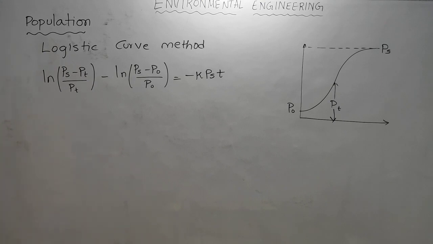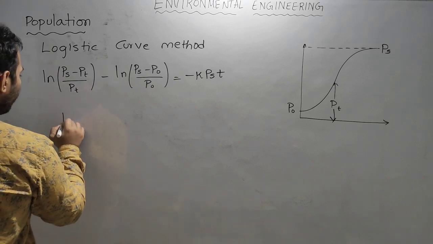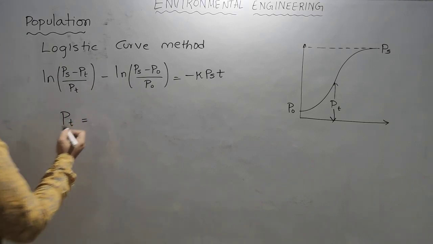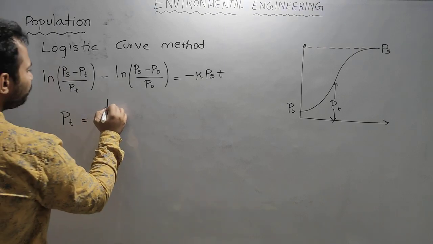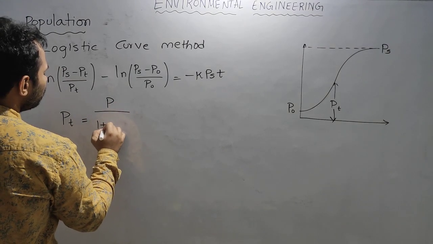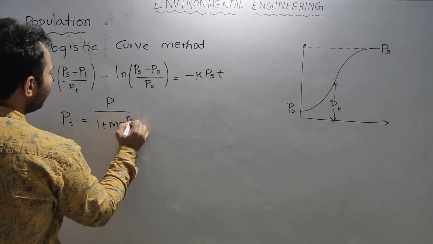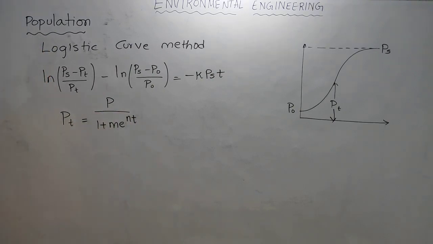By solving this relationship, we will get the value of PT as PS by 1 plus m into e to the power of nt. This is the formula we will get.